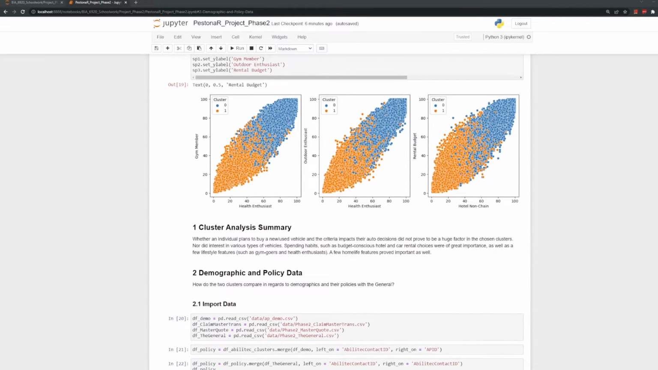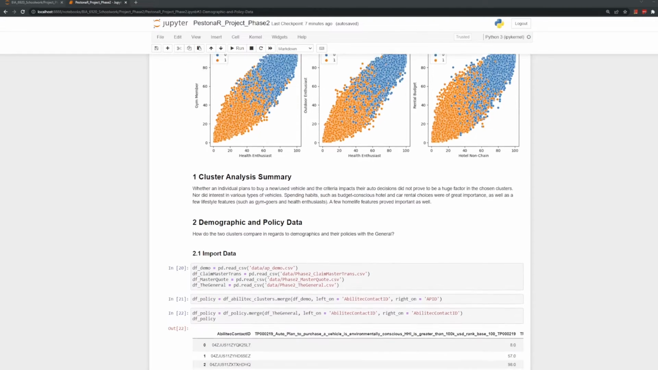So really what our clusters are showing us is that they categorize people by their spending habits, their budget consciousness, and some of their lifestyle choices. Not so much their interests or their income, but really more lifestyle and spending habits.